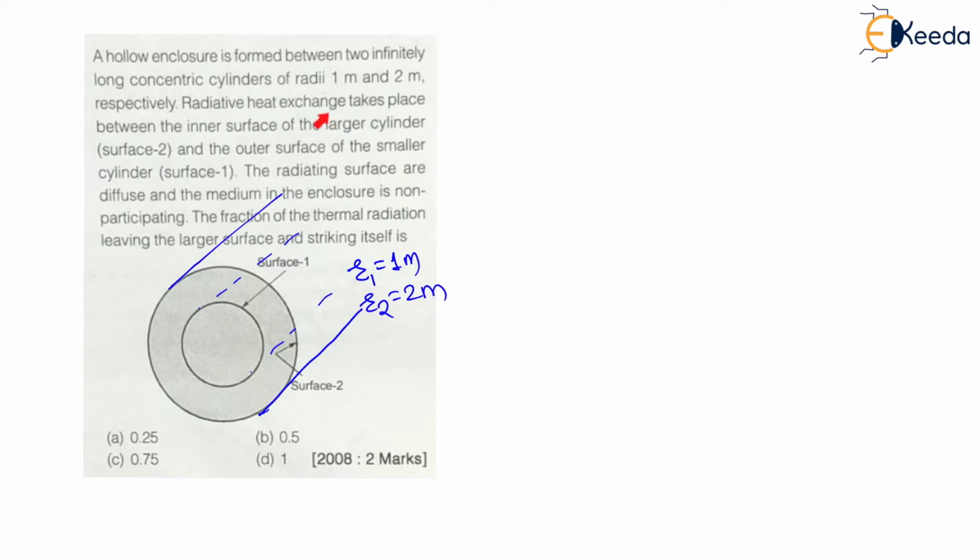Radiative heat exchange takes place between the inner surface of the larger cylinder, between the inner surface of the outer cylinder and outer surface of the smaller cylinder, that is outer surface of the inner cylinder. The radiating surfaces are diffuse and the medium in the enclosure is non-participating, means there is no convection and conduction inside this. As they have mentioned, the radiating surfaces are diffuse and the medium in the enclosure is non-participating.